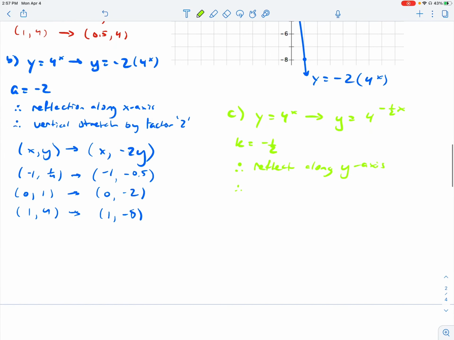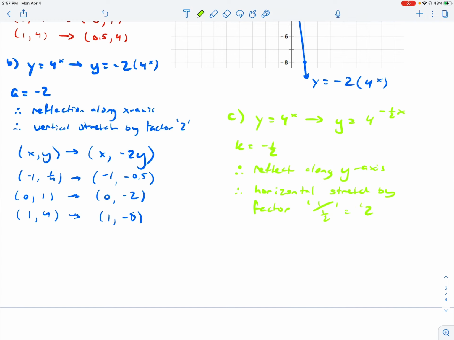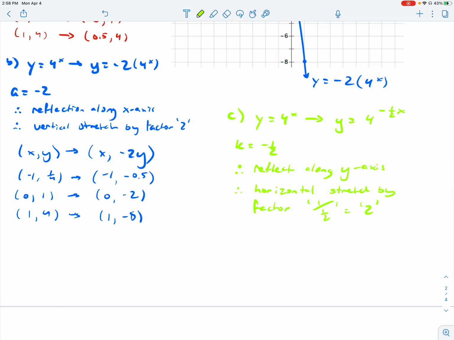And also, if the absolute value of k is between 0 and 1, which it is, a half is between 0 and 1, then we're going to have a horizontal stretch by 1 over k. So 1 over a half, which is equal to 2, so by factor 2. I usually don't write this in here. I like to just write it right here, by factor 2. I just wanted to show you where it comes from. 1 over a half is 2.